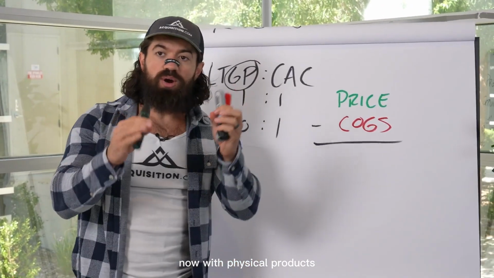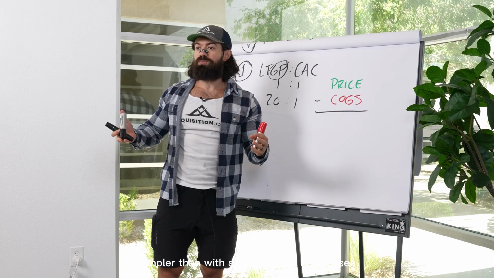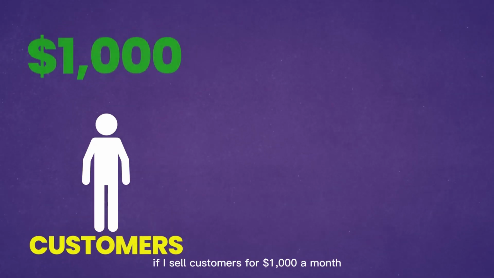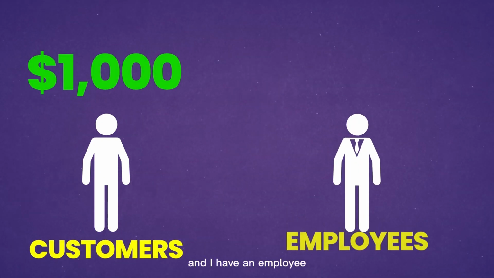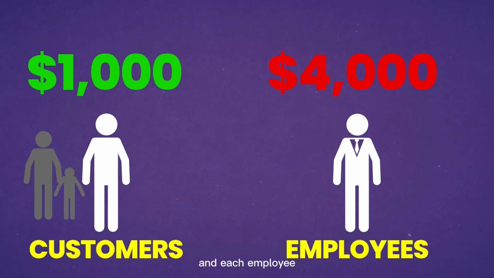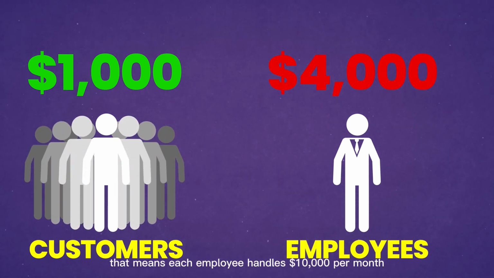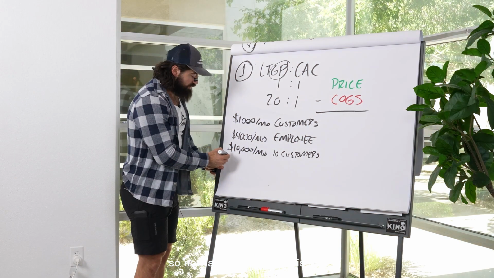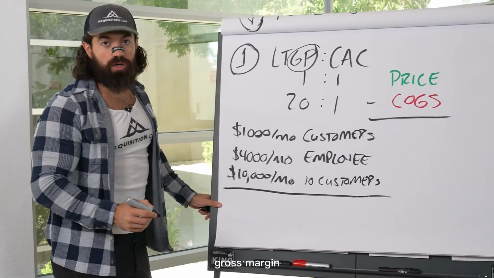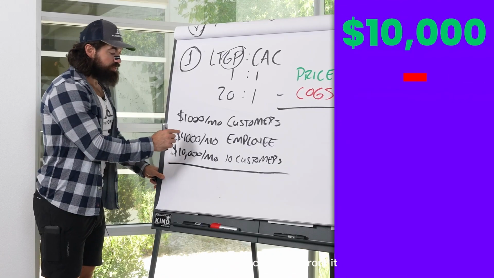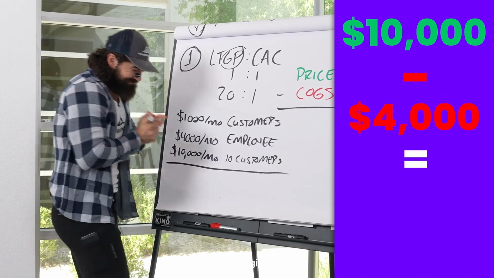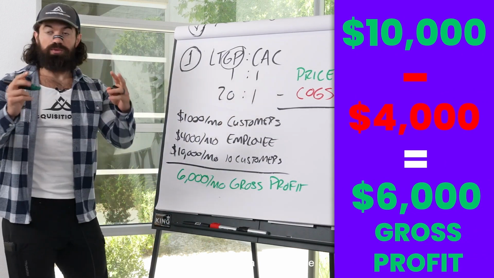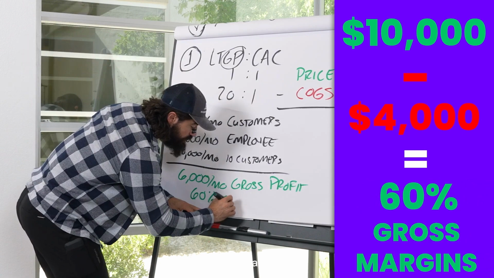Now, with physical products, it's typically much simpler than with service-based businesses. But I'm gonna give you a service-based example so you can still understand it, because you need to. If I sell customers for $1,000 a month, and I have an employee who costs me $4,000 per month, and each employee can handle 10 customers. That means each employee handles $10,000 per month for 10 customers. So now all we have to do is say, what is our gross margin? We're gonna take the $10,000, we're gonna subtract $4,000 from it, and that gives us $6,000 per month gross profit, which you'll sometimes hear expressed as a percentage, which would be 60% gross margins.